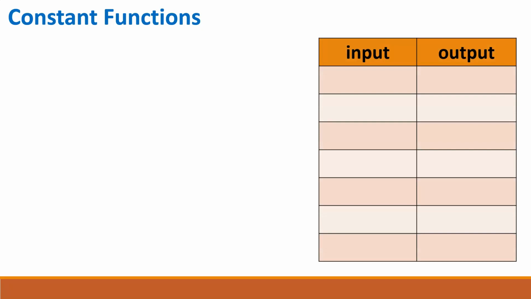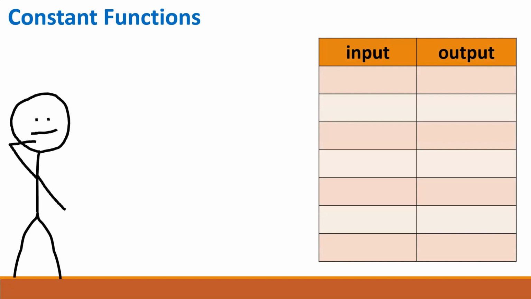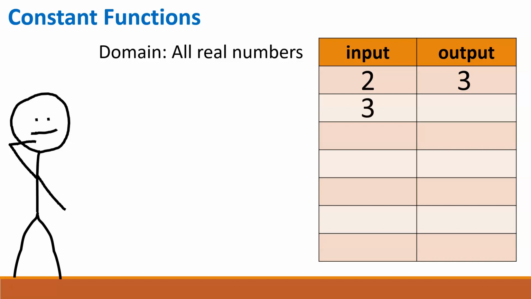And what I'd like you to do is think about what you're seeing in this table for input values and output values. The constant function has a domain of all real numbers, which means we can put any value we'd like into the function for the input. But let's pick some simple ones. An input of 2 gives an output of 3. An input of 3 gives an output of 3. An input of 4 gives an output of 3.